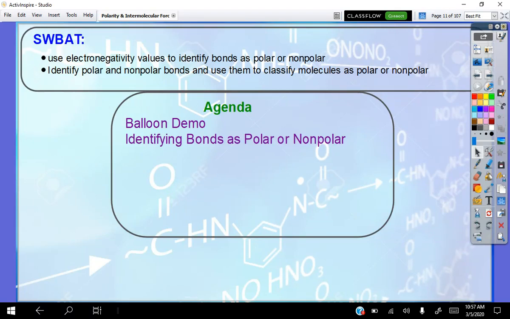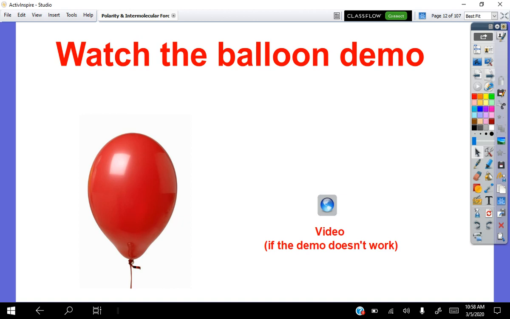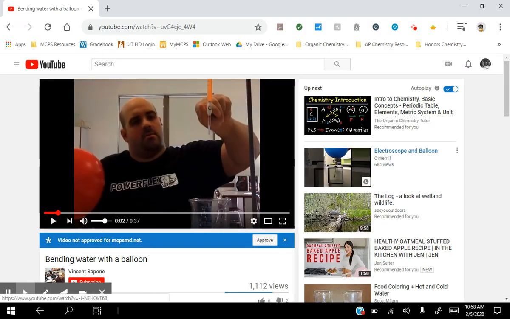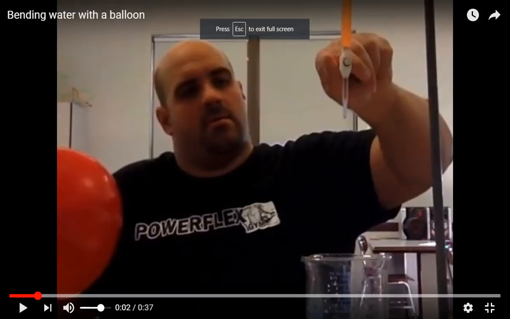Hello, class. Today we are going to talk about electronegativity and its effect on polarity. We are going to use electronegativity values to identify bonds as polar or nonpolar. And once we can identify bonds as polar or nonpolar, we're going to figure out how to identify molecules and classify them as polar or nonpolar. So first, I have a little introduction, a video demo of polarity and its effects on a balloon.